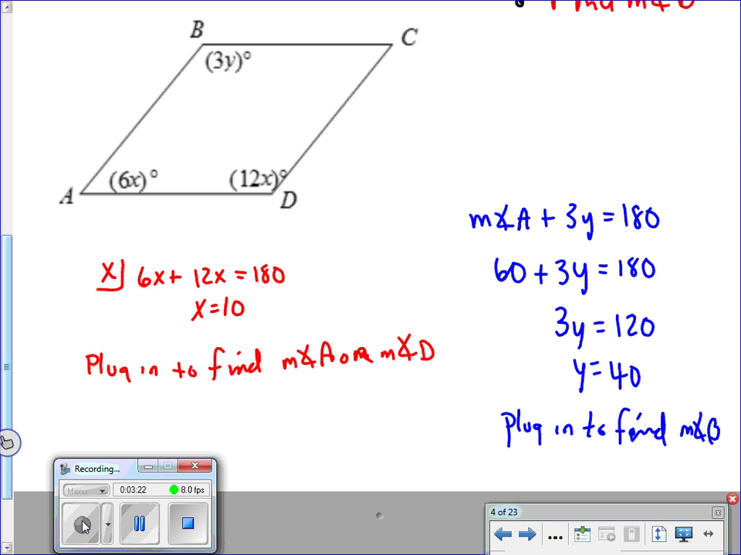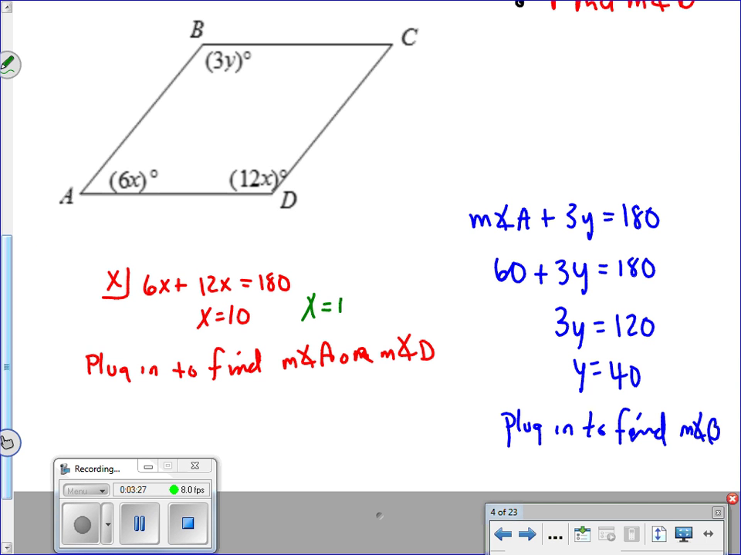Now, obviously, once I find out that X is 10, I can plug that 10 into any one of these angles that have X as the answer. That'd be 60, that'd be 120. Then to find Y, I have to look at a couple of different relationships. Opposite angles in a parallelogram are congruent, so I could just set 3Y equal to 120 and solve for that. The equation that I wrote over here goes along with the idea that this is 60. If that's 60, then these two are supplementary because they're consecutive interior angles. That gives us 3Y plus 60 equals 180.